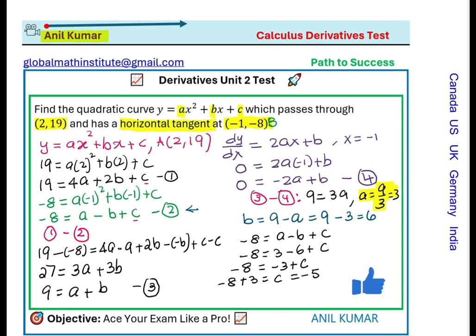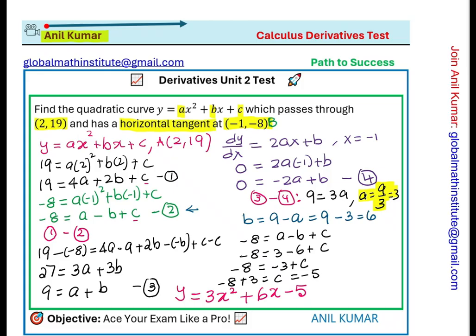So we have the value of c as -5, and therefore we have our solution. The quadratic curve is y equals, a being 3, b is 6, and c is -5. Makes sense. So that is how we are going to solve this particular question. Neat and clean for you.